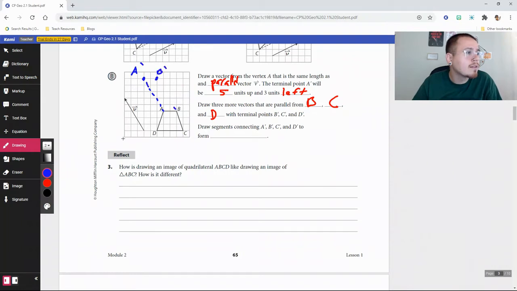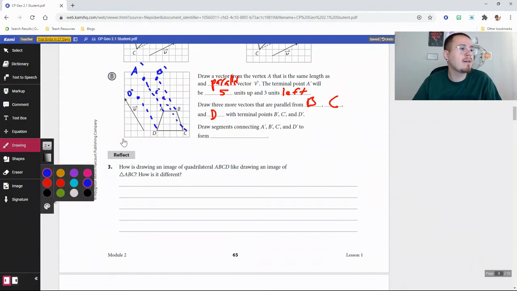And again, with these lines, I would use a ruler or a straight edge. Your phone works fine. We got D, so 1, 2, 3, 4, 5. 1, 2, 3. D prime. Notice that we're going the same length, same direction. C to C prime. 1, 2, 3, 4, 5. 1, 2, 3. C prime.